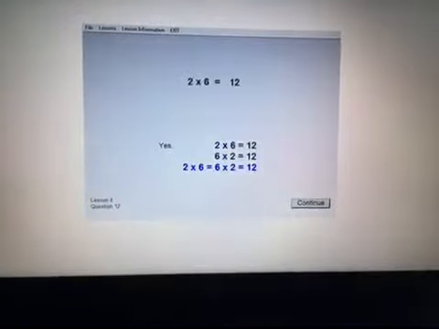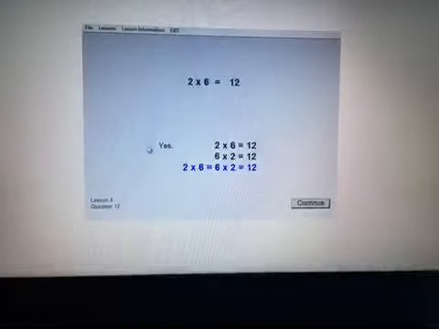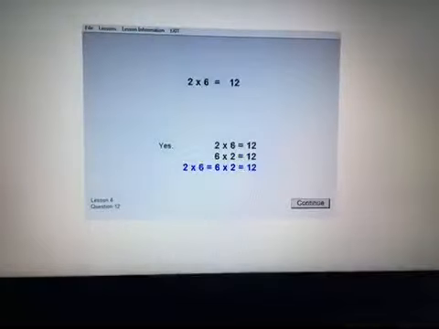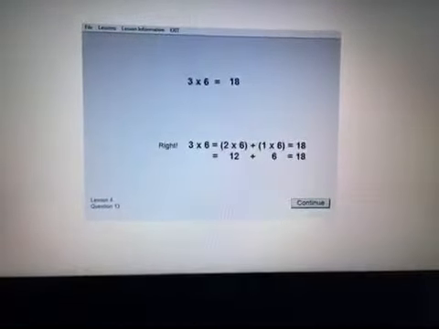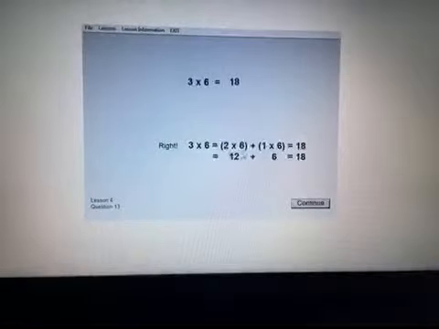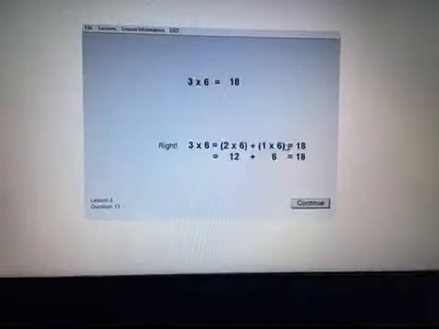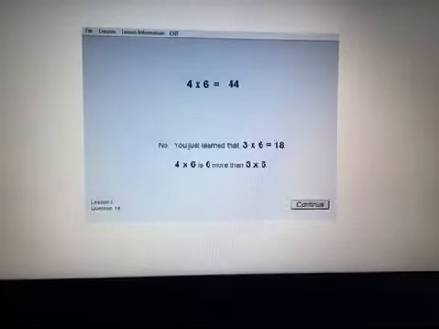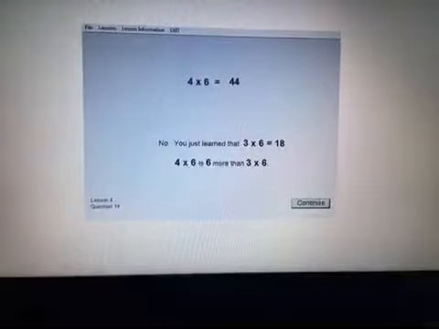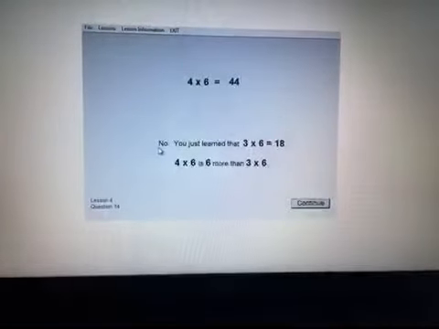Now we're getting more reinforcement of these kinds of relationships. Here we're getting into this wonderful way of arriving at the answer. And here we're relating it to the previous problem.